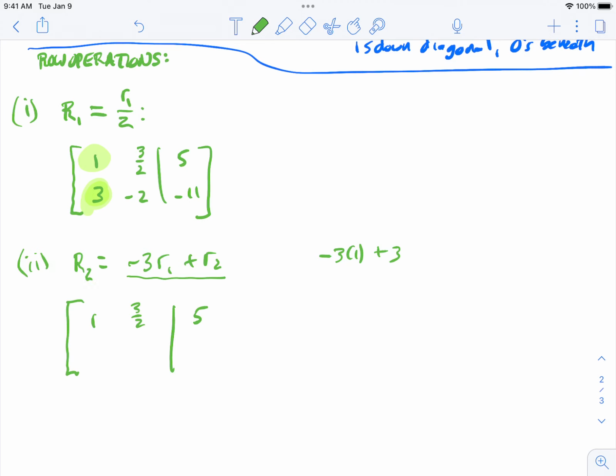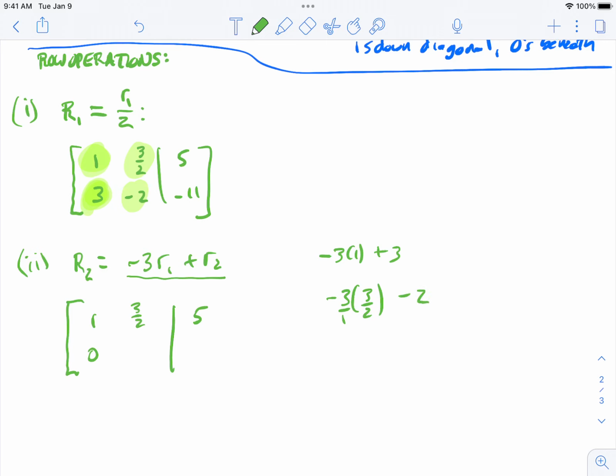So again, back to my first column. -3 times 1 is -3. You add 3, you get 0. You can put the 0 there. Now do the same thing over here. -3 times 3/2, that's like a 3/1, and add that, which means add a -2.